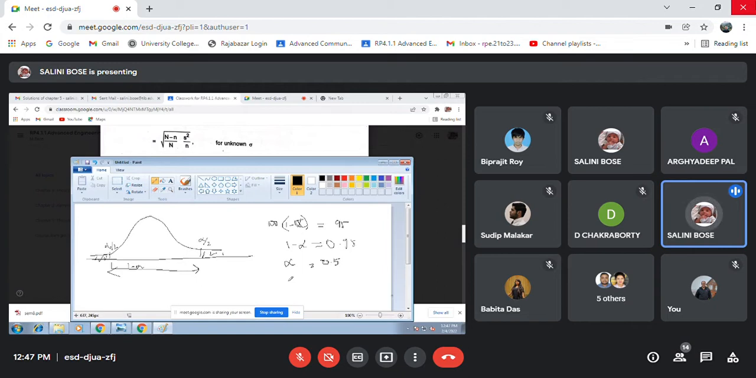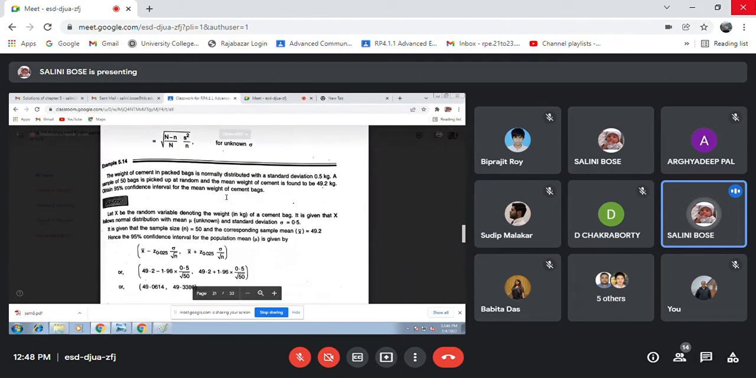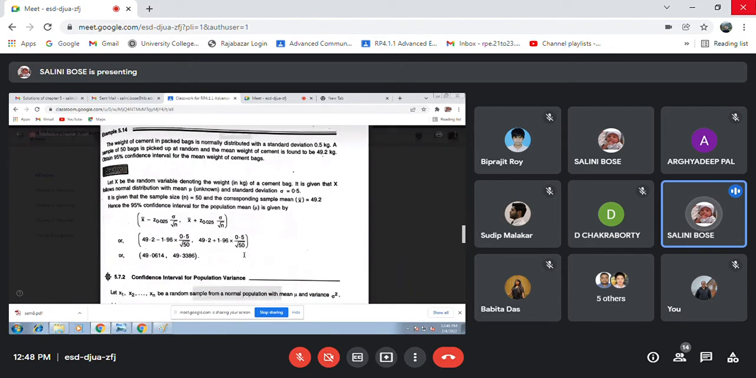So we need minus alpha by 2 to plus alpha by 2. So alpha by 2 will be what? Alpha by 2 will be 0.025. Clear? So this part is not given. That is why I have shown you.